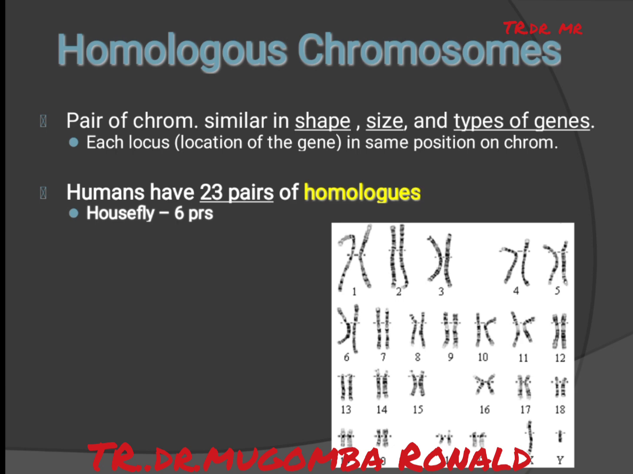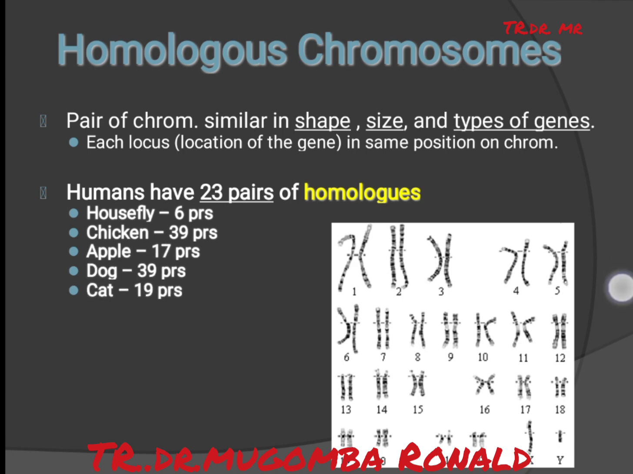A pair of chromosomes which bear almost similar genes is known as homologous chromosomes. They exist in pairs. Chromosomes come and pair up, and they code for similar characteristics. In human beings, we have 23 pairs of homologous chromosomes, making a total of 46 chromosomes. Houseflies have 6 pairs, chicken have 39, apples have 17, dogs have 29, cats have 19.